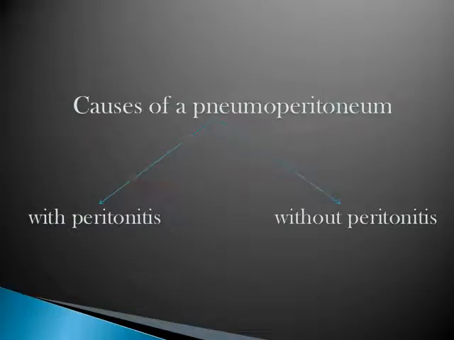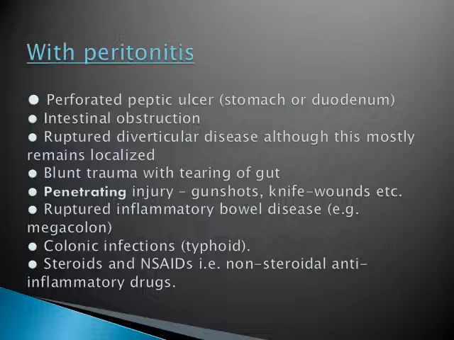Let's discuss the causes of pneumoperitoneum. The causes are categorized in two, that is, with peritonitis and without peritonitis. Let's see the causes with peritonitis. Perforated peptic ulcer, stomach or duodenum, intestinal obstruction, ruptured diverticular disease, although this mostly remains localized, blunt trauma with tearing of the gut, penetrating injury as seen in gunshot and knife wounds, etc. Ruptured inflammatory bowel disease, for example in megacolon, colonic infection as in typhoid, steroids and NSAIDs.